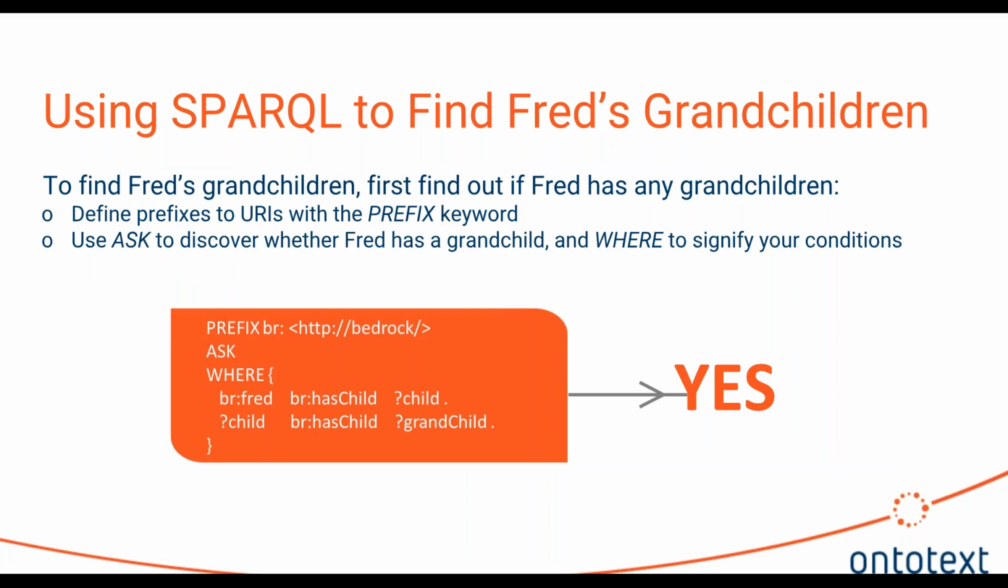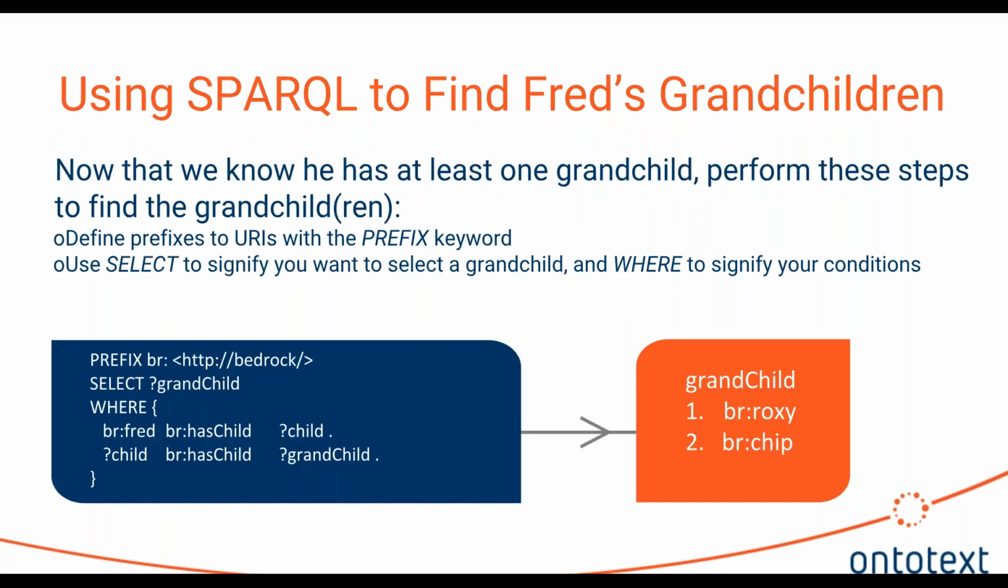SPARQL to find Fred's grandchildren. Straightforward, instead of select, we have ask. We're asking for a subject, Fred, which has a child. We don't bind that child because we're not interested in who the child is, so long as it exists. And we're also asking if this child has a child on its own. And we call that a grandchild. Turns out that, yes, Fred does have grandchildren. Fairly young, he's 25 and with grandchildren.